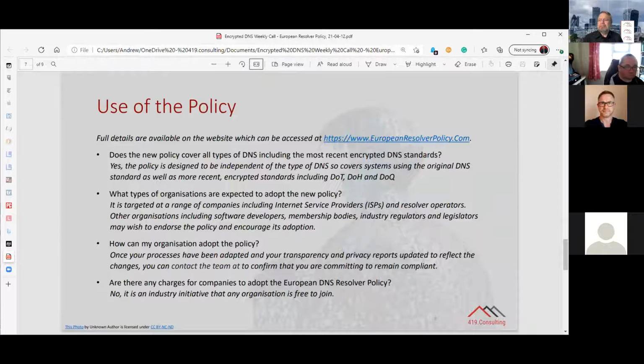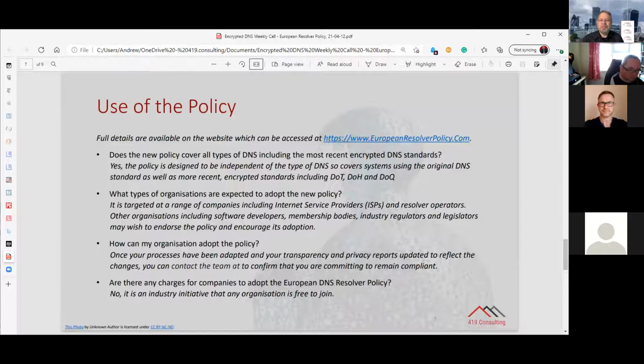Then just considering a couple of obvious questions relating to the policy, details of which you can see available on the website, which has the imaginative URL of europeanresolverpolicy.com. Firstly, it's not DNS protocol specific, so it's just as applicable to plain unfiltered, encrypted DNS as it is to all current variants of encrypted DNS, including but not limited to DoH and DoT.